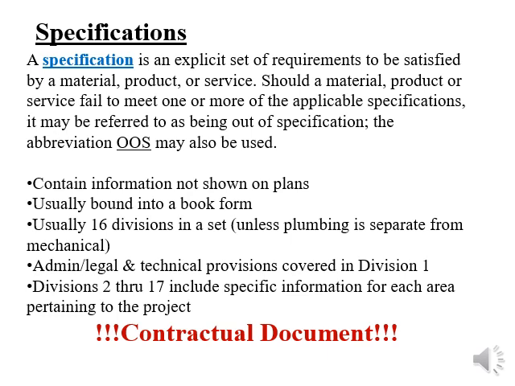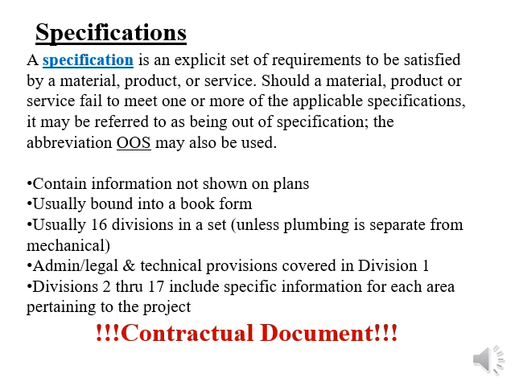So part 2 of lesson 7, we're going to talk about specifications. A specification is an explicit set of requirements to be satisfied by a material, product, or service. Should a material, product, or service fail to meet one or more of the applicable specifications, it may be referred to as being out of specification, and the abbreviation OOS may be used.